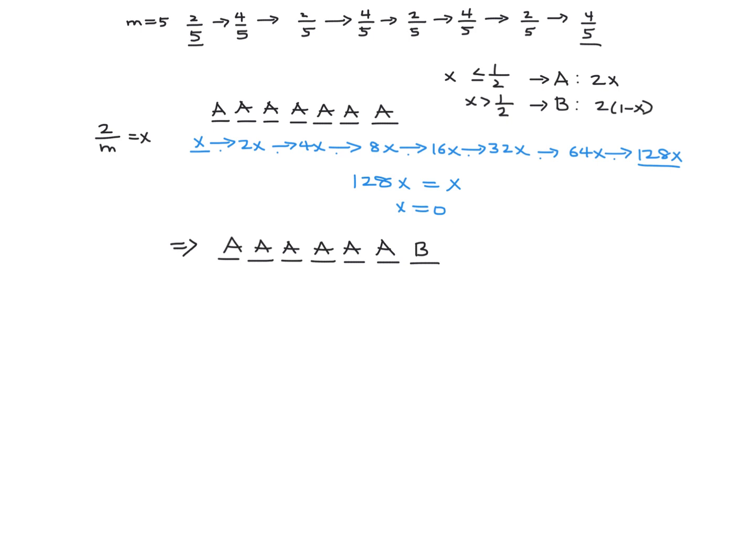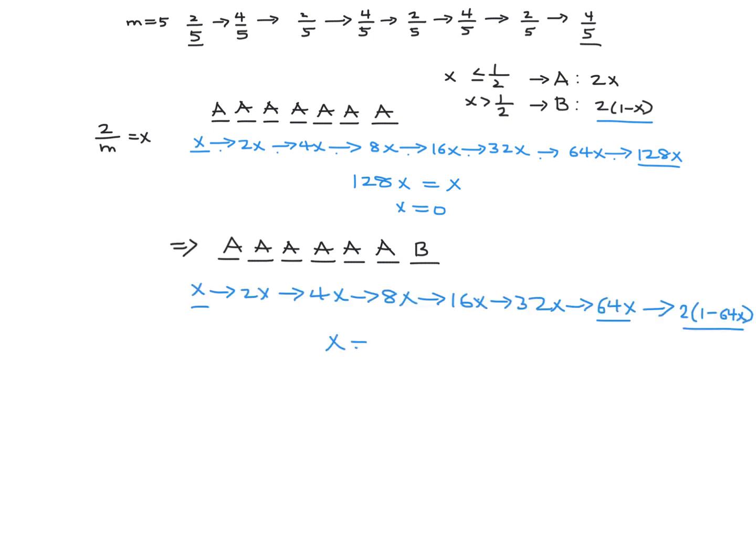This would be somewhat similar in terms of the first few steps. So we're going to go 4x, 8x, 16x, 32x, 64x, and then the last one is going to be B. So you're going to apply to this 64x this guy. So it's going to be 2 times 1 minus 64x. Got it? And then we want this to equal this. So we want the x to be equal to 2 times 1 minus 64x, like that.